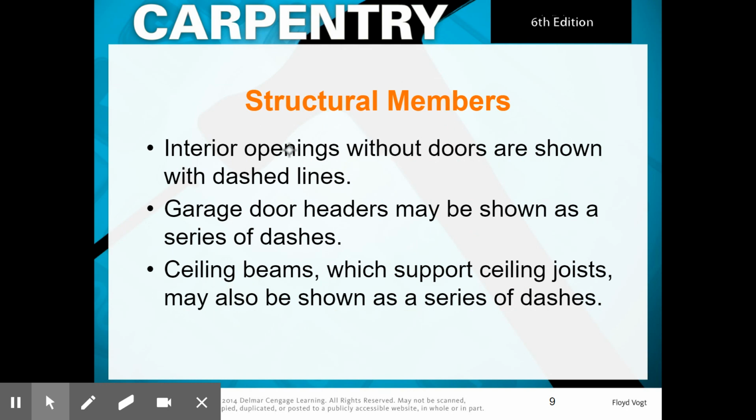Some structural members, such as interior openings without doors, are shown with dashed lines. Garage door headers may be shown as a series of dashes, which we're going to see, I believe, in the next slide. Ceiling beams, which support ceiling joists, may also be shown as a series of dashes.